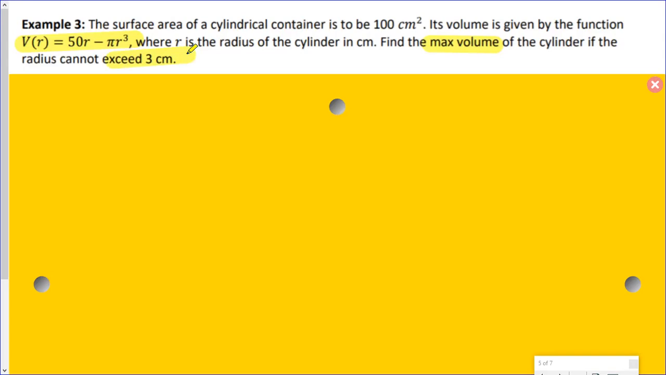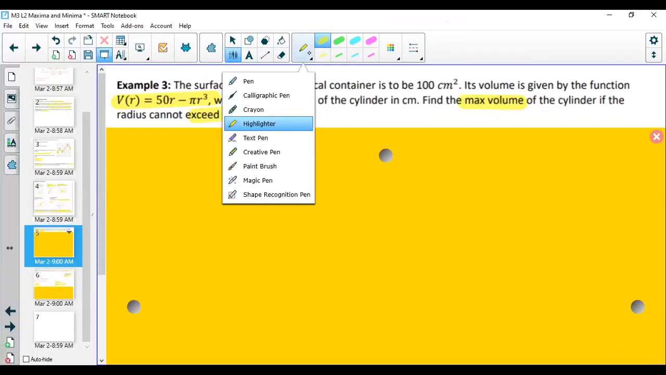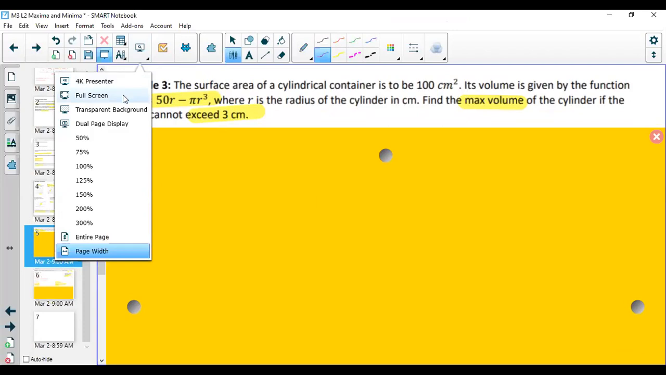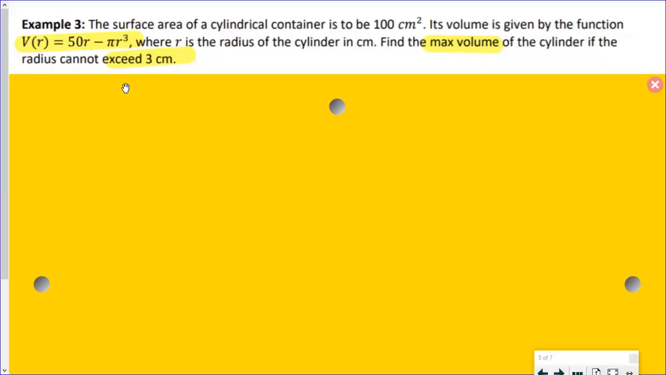So that is one. Let me get out of this mode for a second, and I want to switch to my pen. Okay, so the radius cannot exceed 3 centimeters. So I have a stipulation here that R has to be between, it cannot exceed 3.